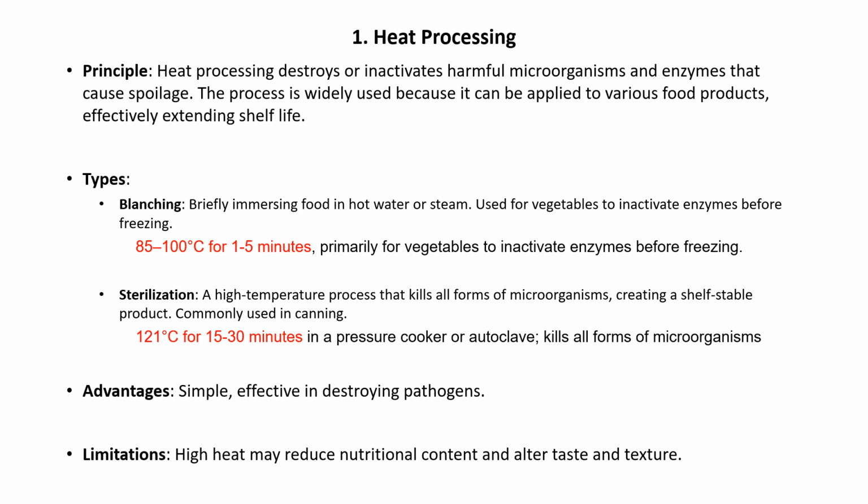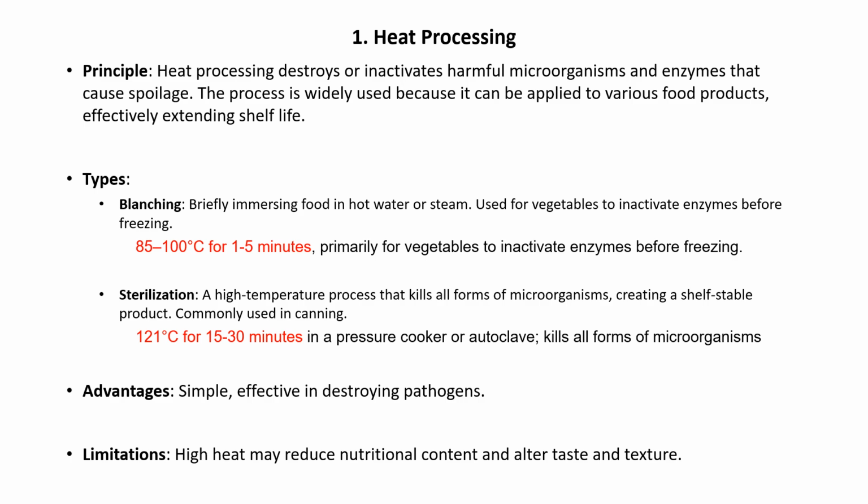Now, two types of heat preservation or heat processing are usually employed, and these are blanching and sterilization. Blanching is briefly immersing food in hot water or steam and is used for vegetables to inactivate enzymes before freezing. The temperature used here is 85 to 100 degrees Celsius for 1 to 5 minutes.